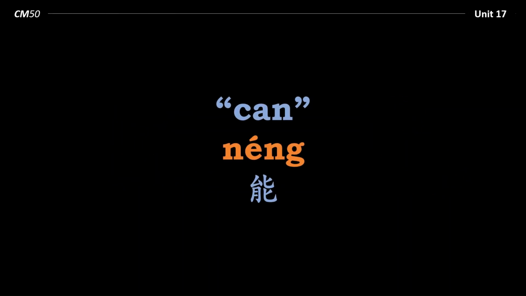So 能 is used for circumstances. Can someone do something given their circumstances? 会 is used to indicate a learned ability. Can someone do something because they have learned the ability?